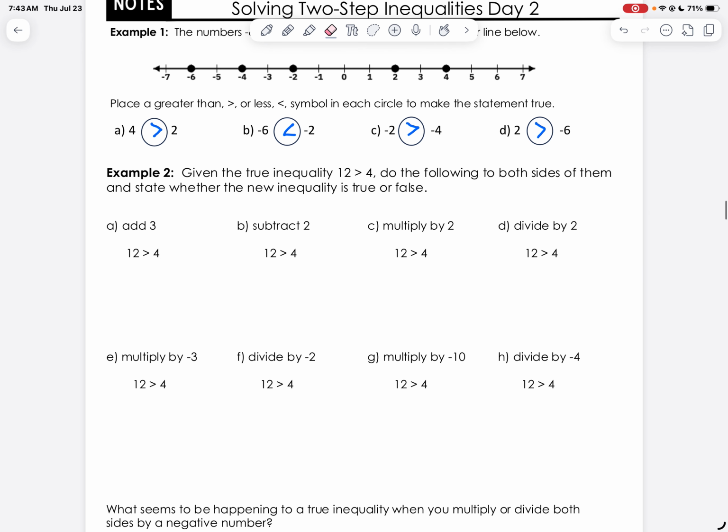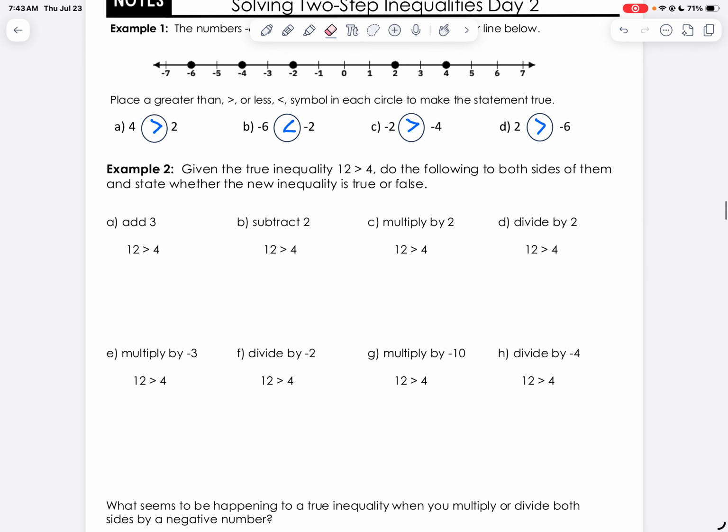All right, example 2. Given the true inequality, 12 is greater than 4, do the following to both sides and state whether the new inequality is true or false. So in problem A, they want you to add 3 to the 12 and the 4 and then determine whether the inequality is still true or did it become false. So if I add 3 to 12, I get 15. If I add 3 to 4, I get 7. So ask yourself, is the new inequality still true? Well, 15 is greater than 7, so the new inequality is true.